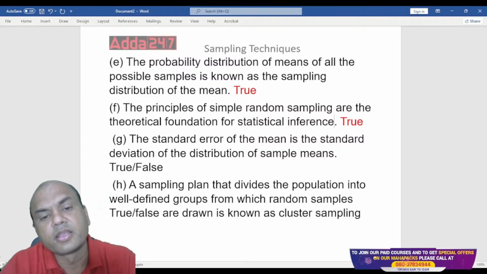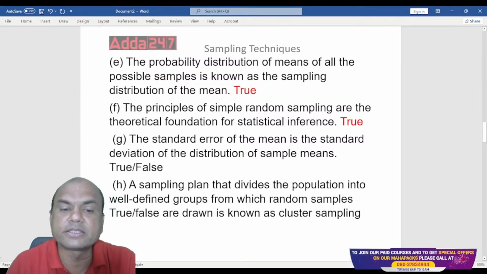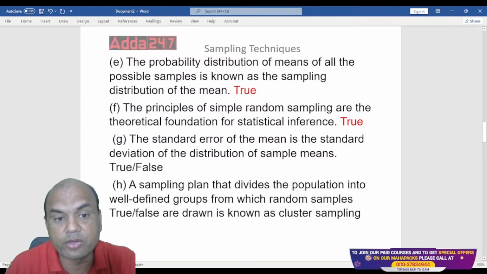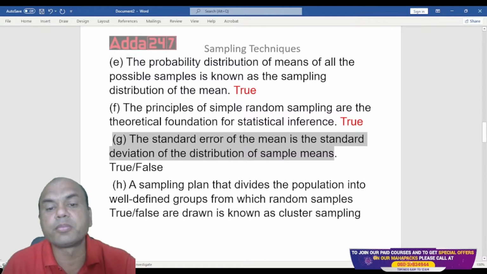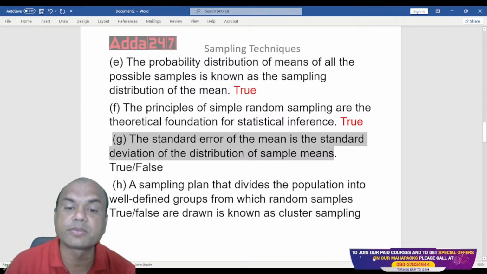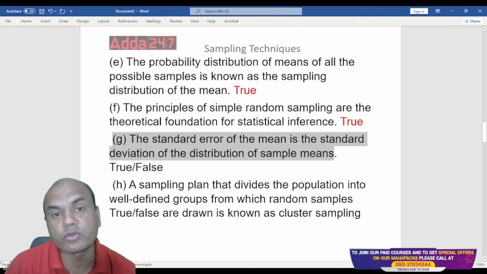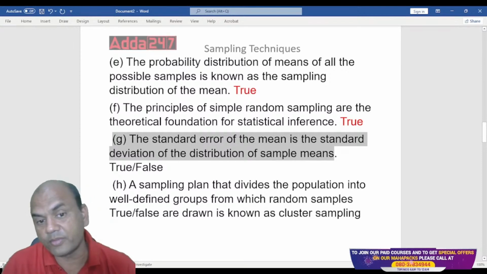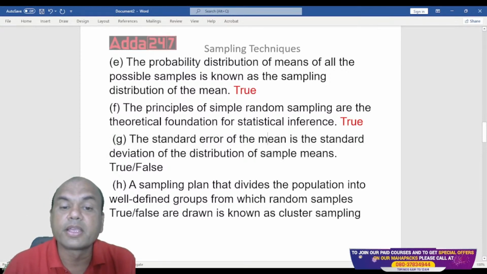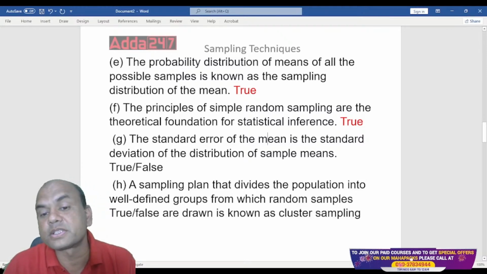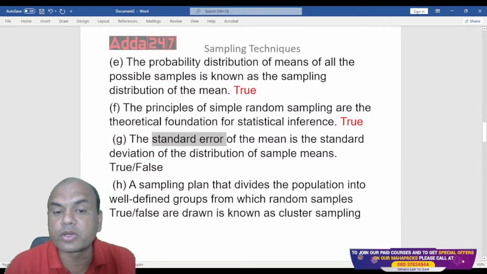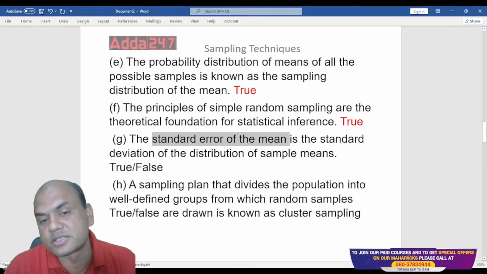Next one. The standard error of the mean is the standard deviation of the distribution of the sample means. See, this we are dealing in. Is this true or false? Standard error of the mean I am talking of. So whenever I am talking of the mean here, standard error relates to samples.